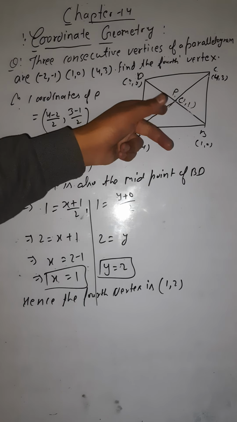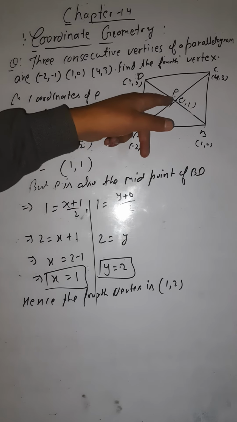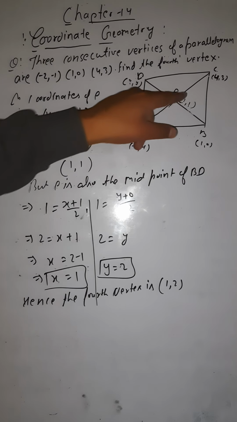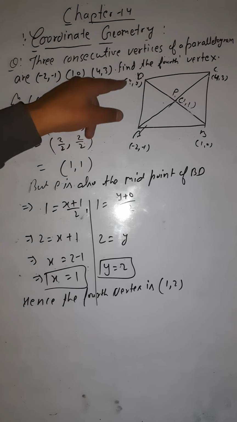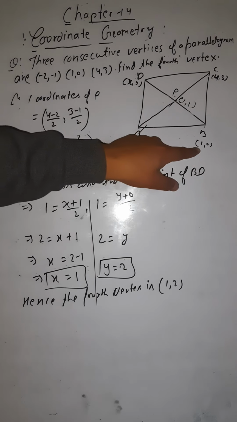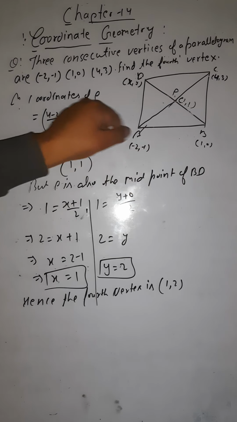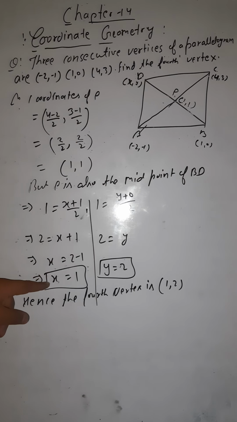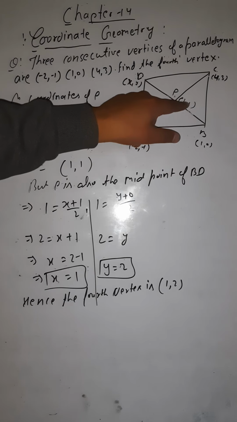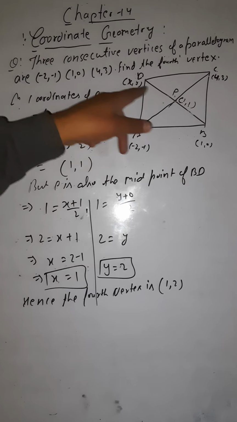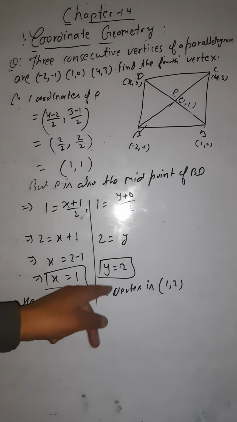So I have found the coordinates of P using the midpoint theorem. Now again I am using the midpoint theorem in the diagonal BD, because P is also the midpoint of diagonal BD. So the first coordinate of P, meaning 1, should be equal to what? Its first coordinate, that is x, plus its first coordinate 1, divided by 2. So 1 should be equal to (x + 1) by 2. From here I have found the value of x. Similarly the second coordinate should be equal to its second plus its second divided by 2. So 1 should be equal to (y + 0) by 2. So I have found the value of y also.